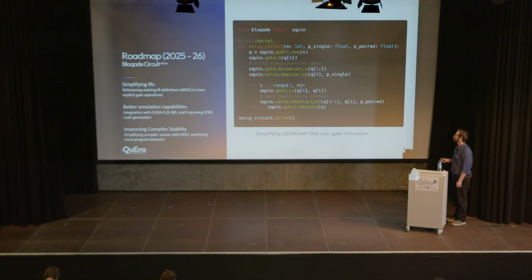And we're also working on improving our STIM code generation. In this case, one of the key things we'd like to try and do is compile for loops in SQuIN down to repeat statements inside of a STIM circuit. And then, of course, as we are improving the IR, this is also helping in improving our compiler stability. So in this case, less bugs, hopefully, going forward as we simplify the IR directly.